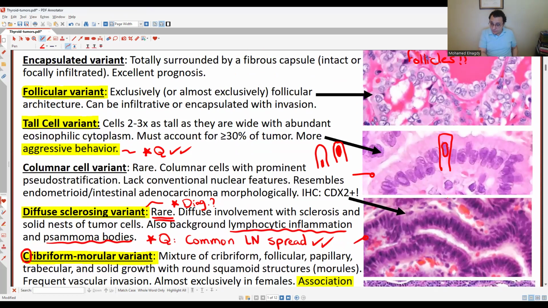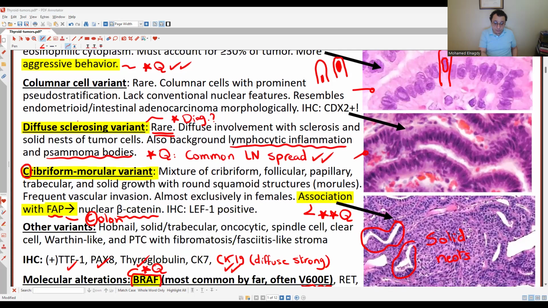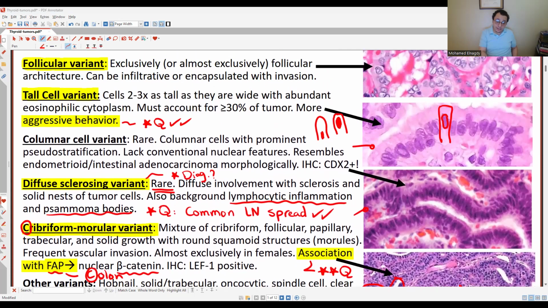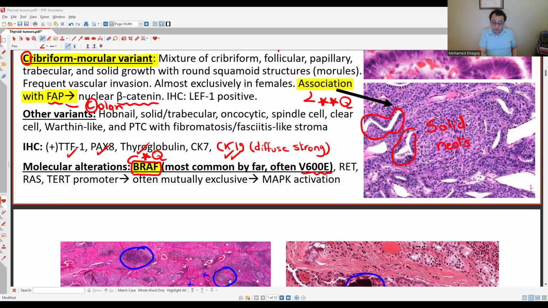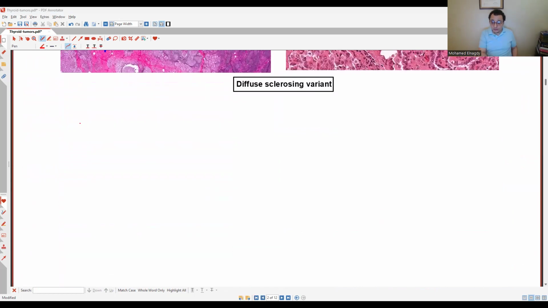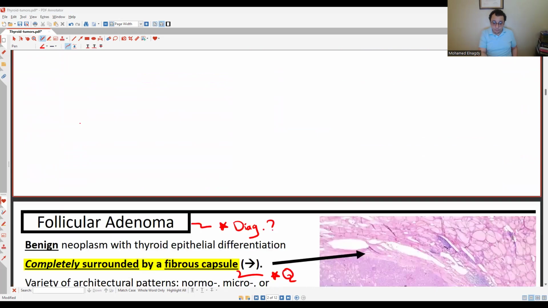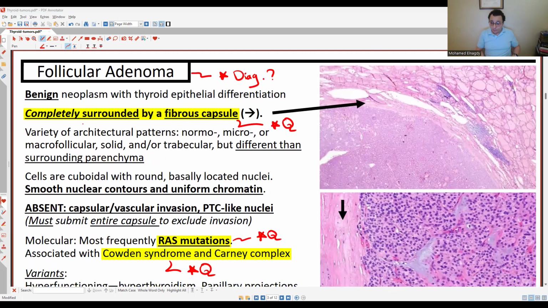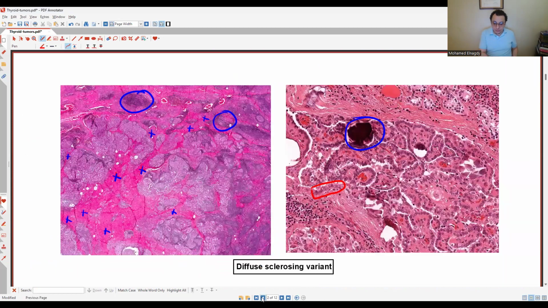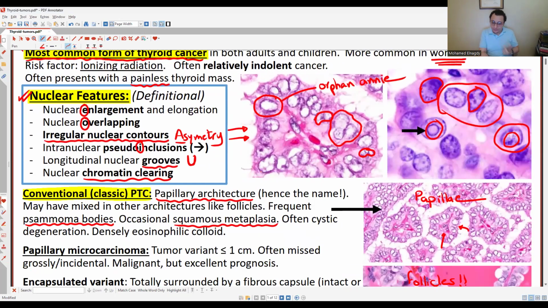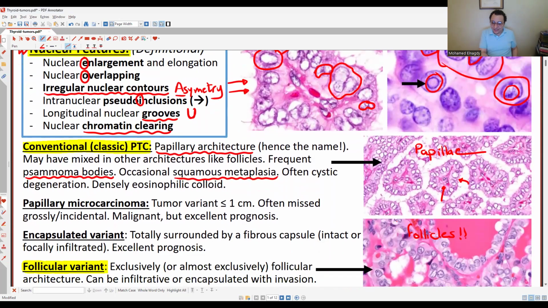Someone is asking, is tall cell associated with P53 mutation? Possibly. It makes sense that it's aggressive, but someone can check real quick and let us know. Can you check online? But it makes sense. It has an aggressive behavior, so it might be associated with P53, who knows? I checked and yes, it overexpressed P53. Yeah, so okay, makes sense. It's very aggressive.